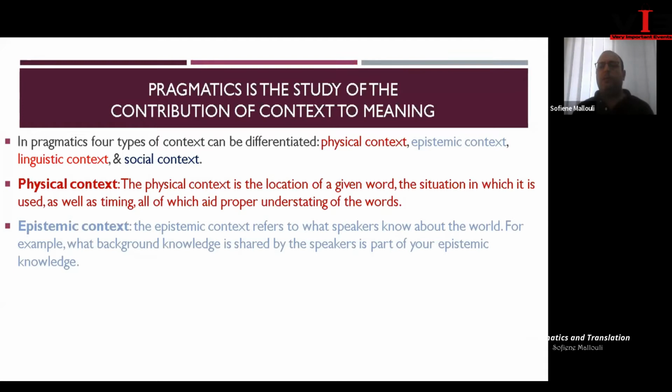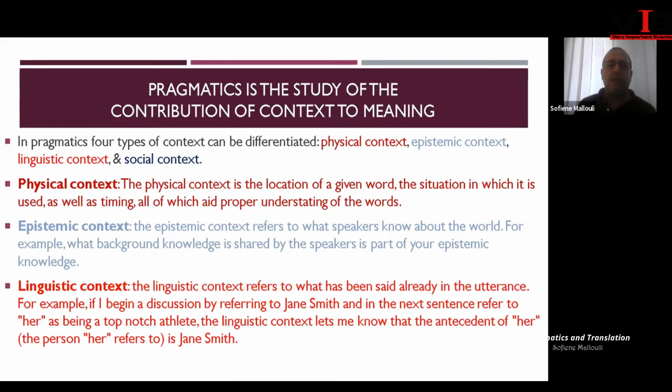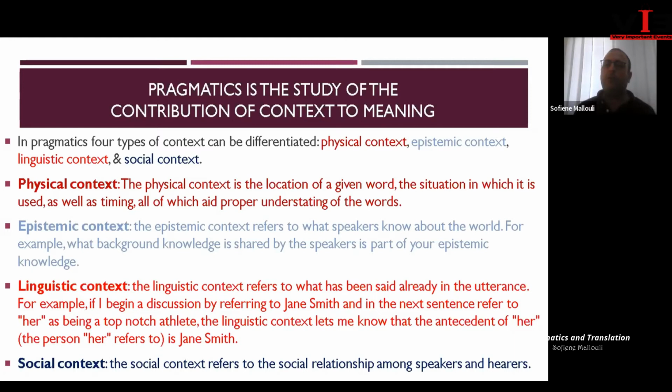Linguistic context. The linguistic context refers to what has been said already in the utterance. So this would be, for example, when you are translating a text or interpreting in a conference, basically the area of the conference would help you frame your interpretations or your translations. And the last is the social context. The social context refers to the social relationship among speakers and hearers.